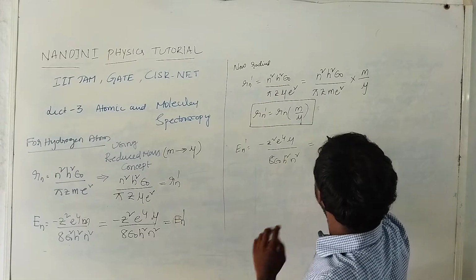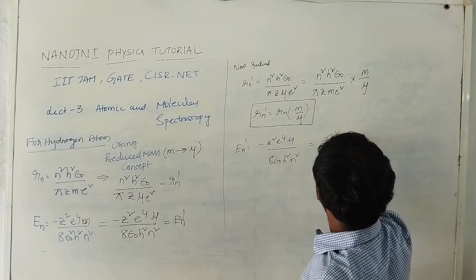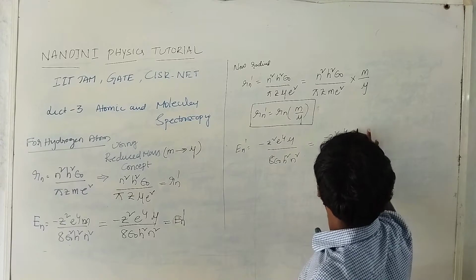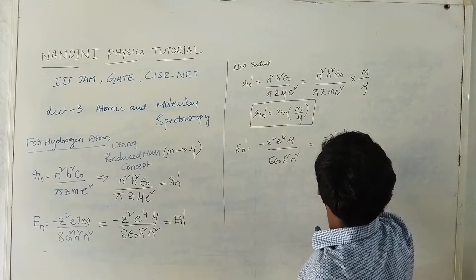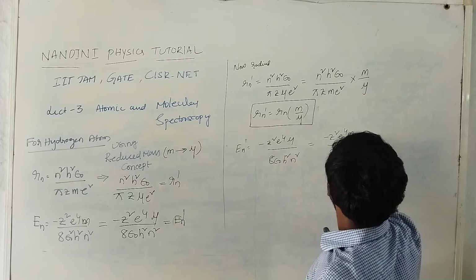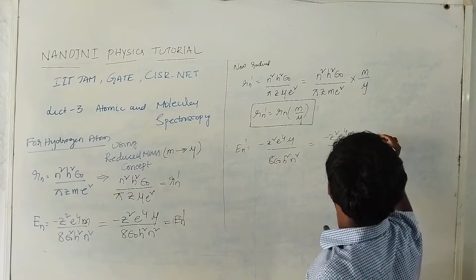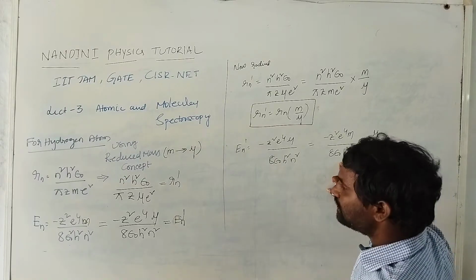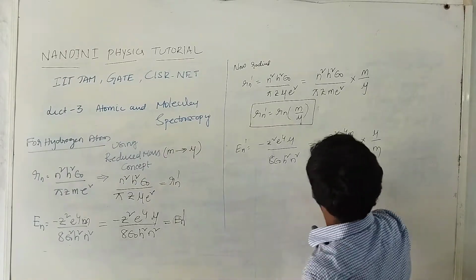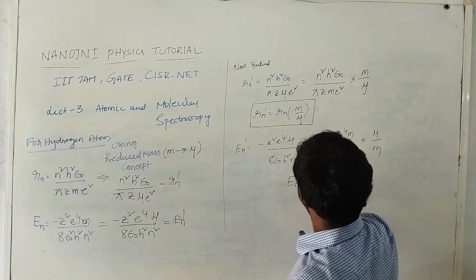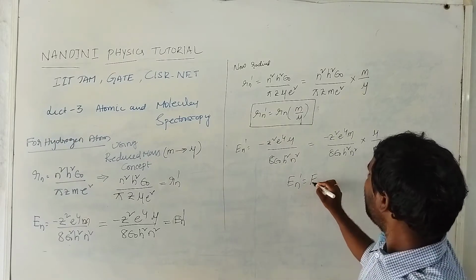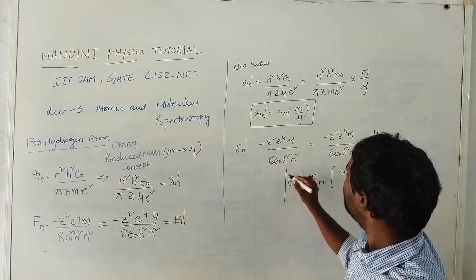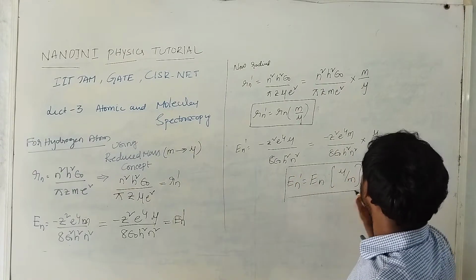So this equation will be written as minus Z square e power 4 mu divided by 8 epsilon naught, so simply take this as m h square n square into mu by m. So what is this? This is nothing but energy. Therefore En dash is equal to En into mu by m. This is the new energy of nucleus when it is in finite mass.